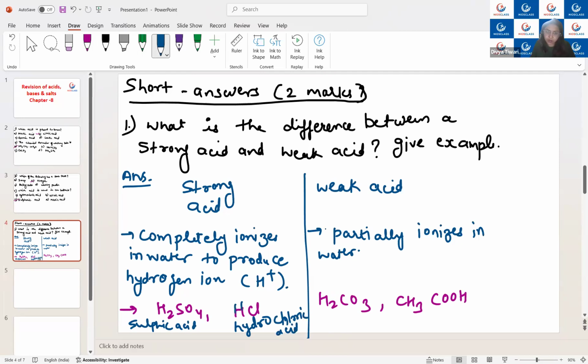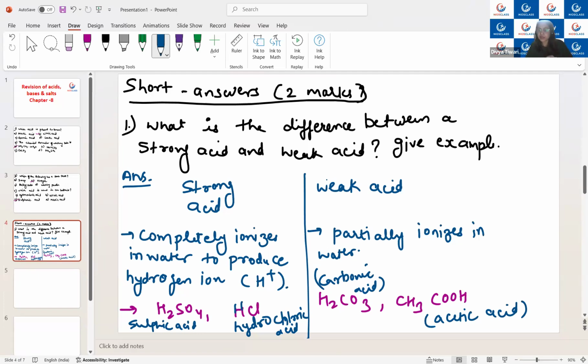In this we call it as carbonic acid, and the name of this is acetic acid. I hope this is clear that how you should write your 2 marks question.